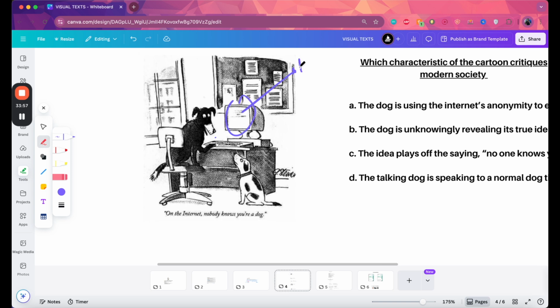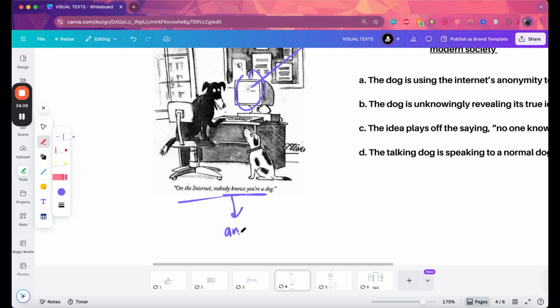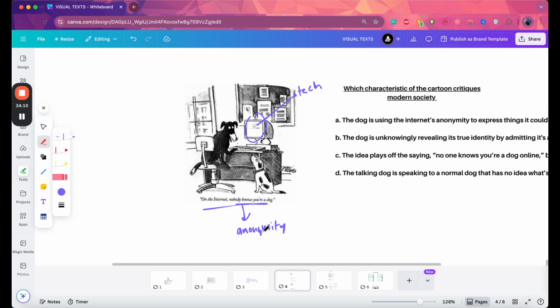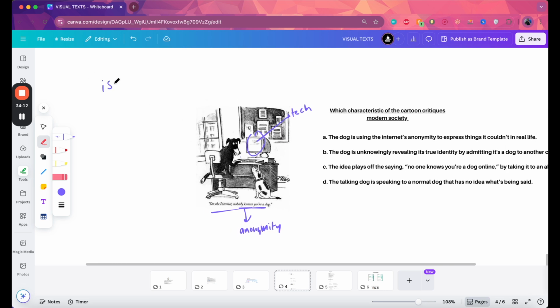This could be related to technology. On the internet, nobody knows you're a dog. Okay, so nobody knows. That's relating to anonymity. Okay, so the issue could be your identity online, like how you can hide your identity online.